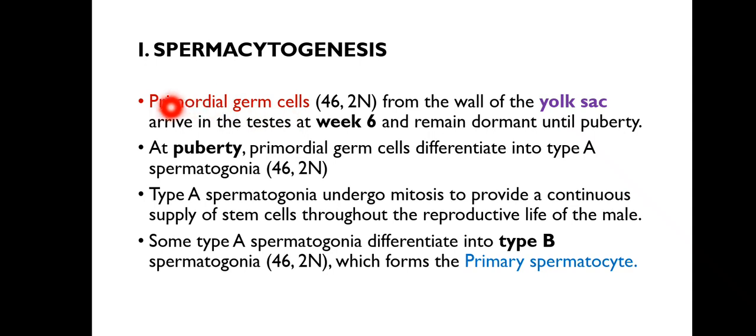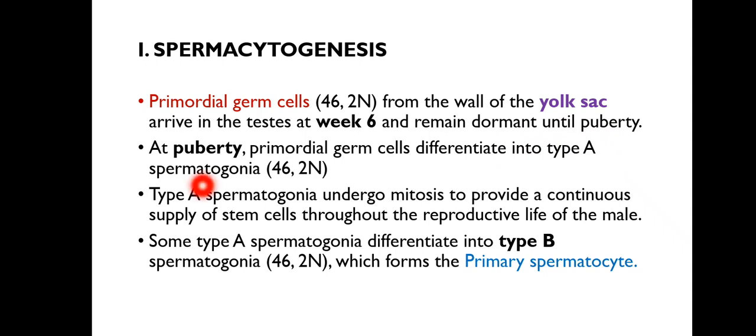I repeat, these primordial germ cells coming from the walls of the yolk sac are going to arrive at 6 weeks in the testis, and they will remain dormant until puberty. That is in males. So imagine this pregnant woman who is carrying a male fetus. When that fetus reaches 6 weeks, these primordial germ cells are going to arrive in its testis, and they will remain dormant until puberty. I hope you've understood that part. So they will remain dormant until what? Puberty.